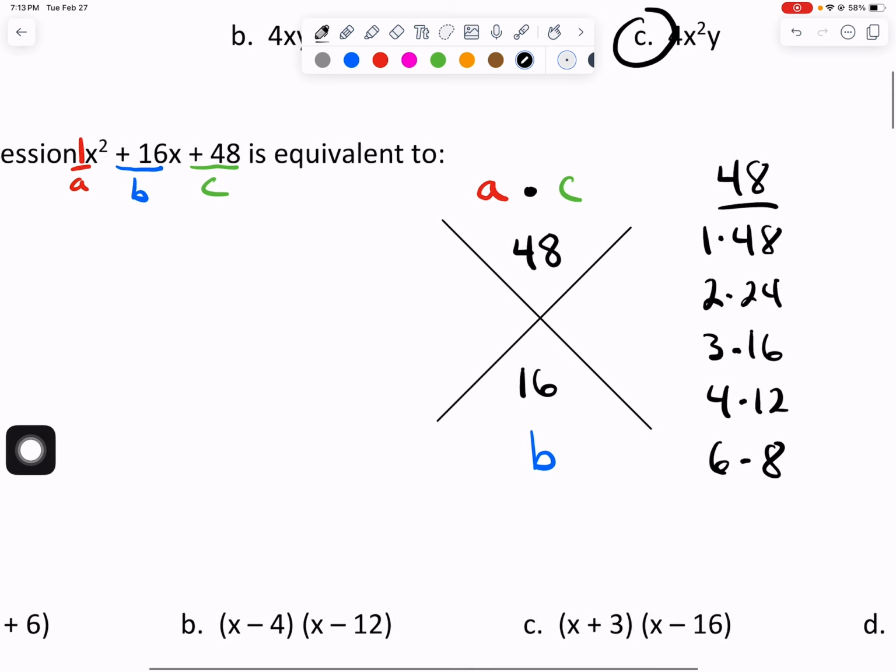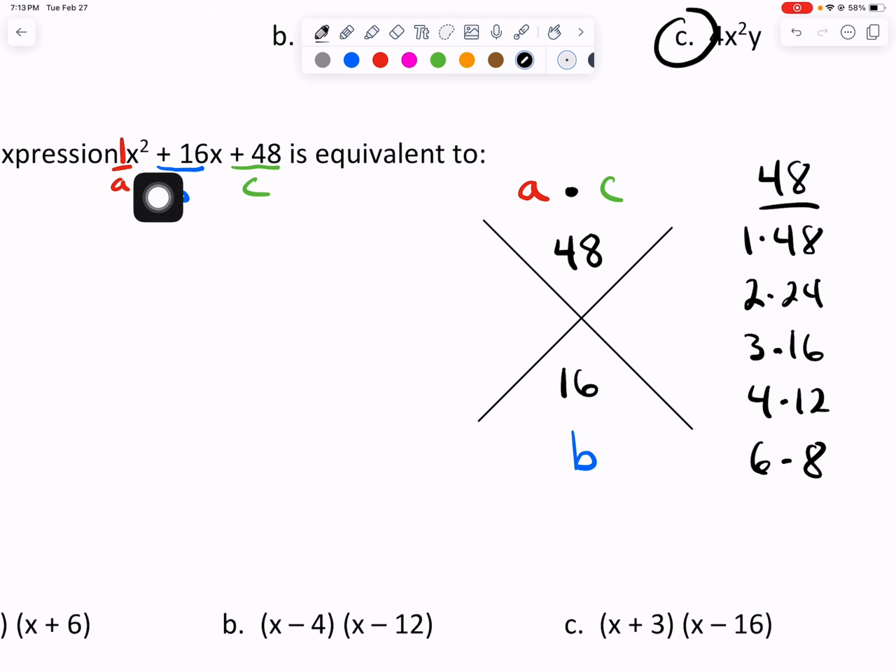All right, now the beauty about this first one is, take a look. We have a plus and a plus. So immediately, I know that my answer choice is going to look like this.